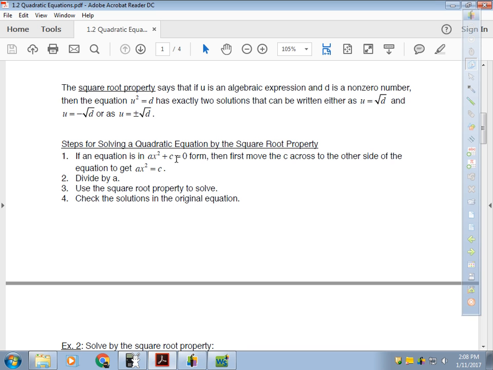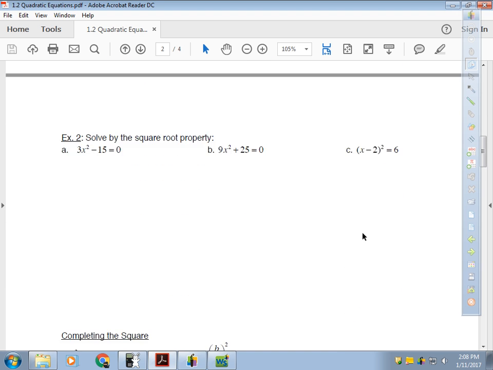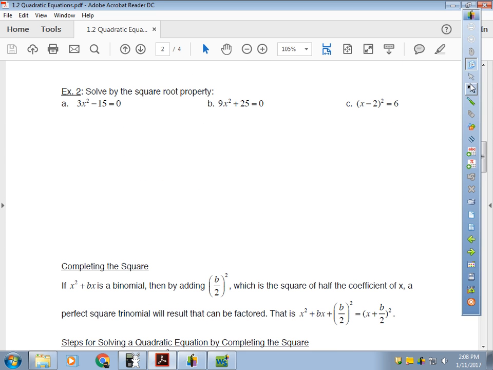If you have an equation that's in the form ax squared plus c equals 0, meaning all you have is a square and a constant, then you can solve this with the square root property. The first thing to do is move the c over so that you have ax squared equals c. The second step, divide by a so that you get x squared equals c over a. And then you use your square root property to get rid of the square. Once you do that, the last step is to check your solutions back in the original equation. So let's look at some examples of this.